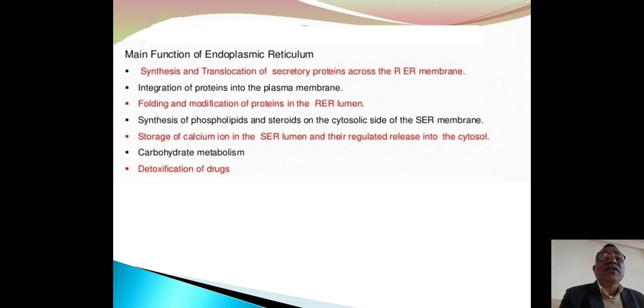And next is carbohydrate metabolism. Already we have seen the reactions, how these organelles help in carbohydrate metabolism. And one of the important things is the detoxification of drugs. Because of the presence of several enzymes and cytochromes, they help in the detoxification of chemicals. Already we have seen the mechanism of detoxification and how it is helped by the endoplasmic reticulum.